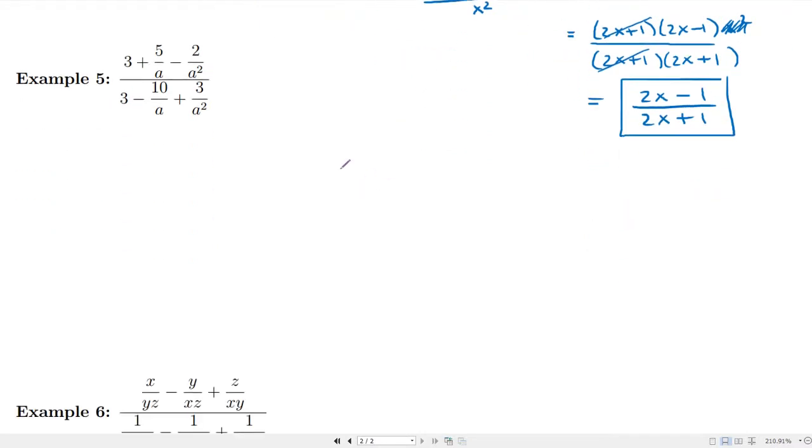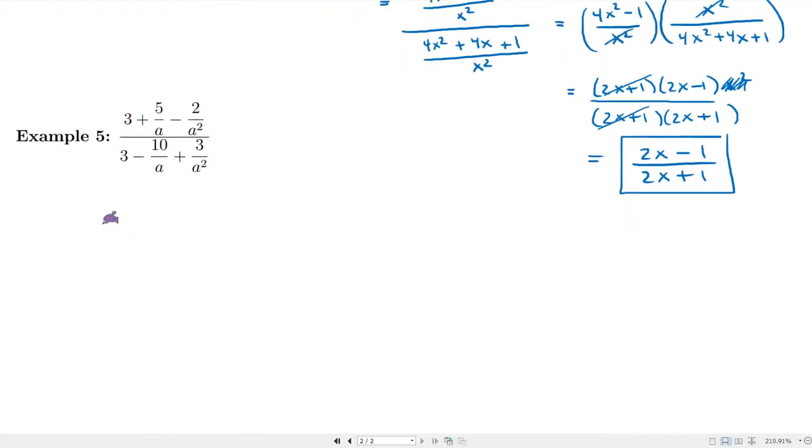All right, what about the next example here? This looks actually kind of similar. What's the least common denominator here? Well, this is missing an a and an a, so it's missing a squared. This is just missing one factor of a, and that's already a squared. So let's do 3a squared over a squared plus 5 over a over a minus 2 over a squared.